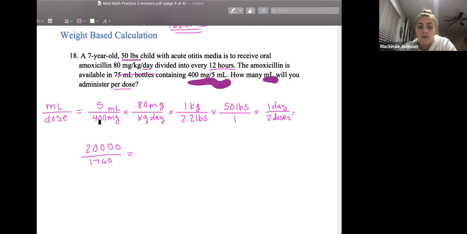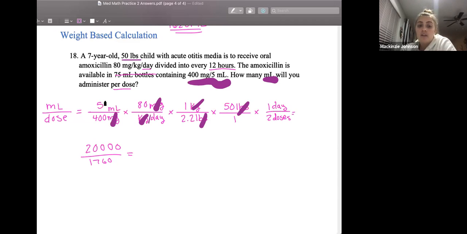I know I need my milligrams on top, so let's put 80 milligrams here. Even though it's kilograms per day, we can just put kilograms per day on the bottom. No big deal. Now we've crossed out our milligrams, and we need to get rid of either the day or the weight. I would always pick the weight first. 1 kilogram is 2.2 pounds, so we crossed off our kilograms. And they gave us our weight as 50 pounds, so we plug in our weight up there and cross off our pounds.